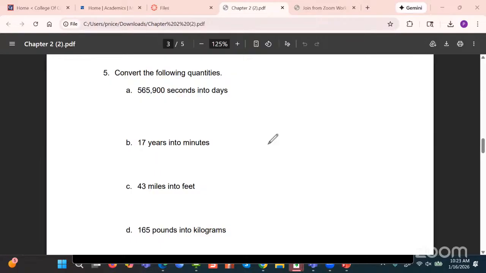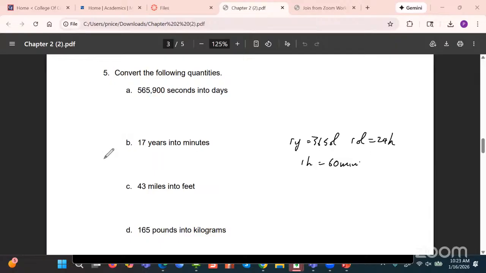Conversion factors. Okay, so what conversion? 1 year, 365 days, assuming it's not a leap year. And then what else? 1 day equals 24 hours. What else? 1 hour, 60 minutes. Okay, so these are the relationships that you're going to use.